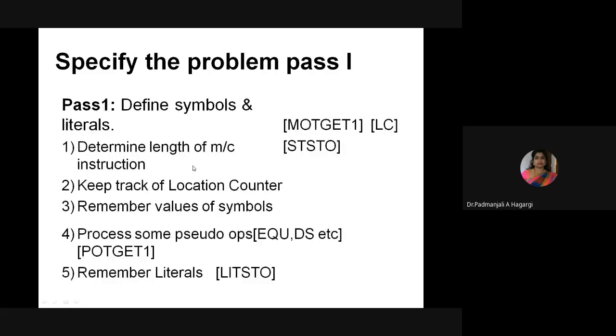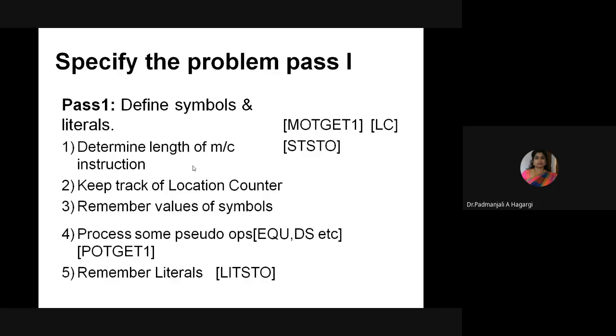As I was saying, what is the machine length: 8-bit, 16-bit, 32-bit or 64-bit? Keep track of the location counter and remember the values of the symbols. This is the usual story of how to generate a machine instruction of a statement. First it will define all the symbols present in the program. Next it will determine the literals and the length of the host machine. It will also keep track of the location counter so that it points to the next instruction, and remember the values of the symbols.